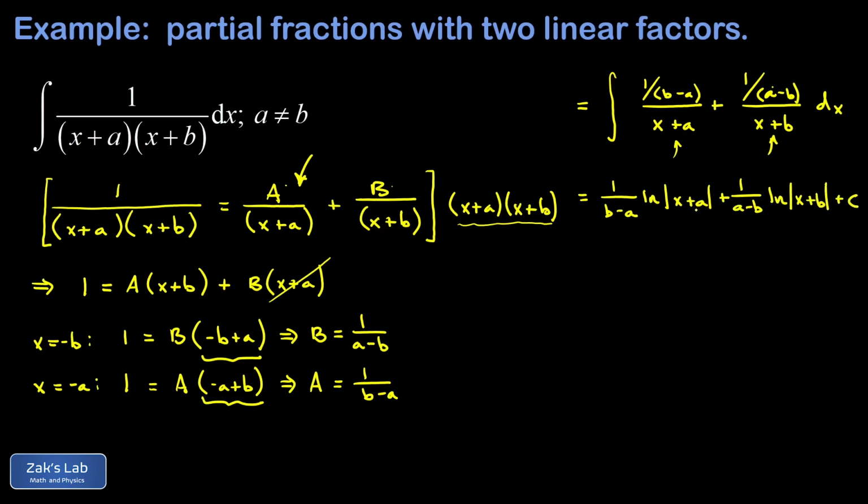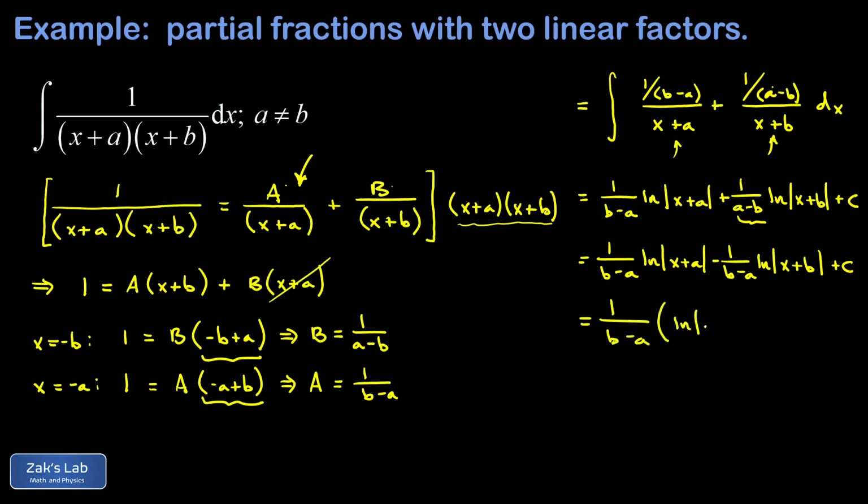Now there's a bit we can do to simplify this. I can write a minus b as the negative of the quantity b minus a, and that would make these two denominators match, so we could do some factoring. So I'm going to write it like this: 1 over little b minus little a, natural log absolute value x plus little a, minus 1 over b minus a, natural log absolute value x plus little b, plus our arbitrary constant c, and we factor out the 1 over b minus a, leaving us with a natural log absolute value x plus a minus natural log absolute value x plus b plus c.